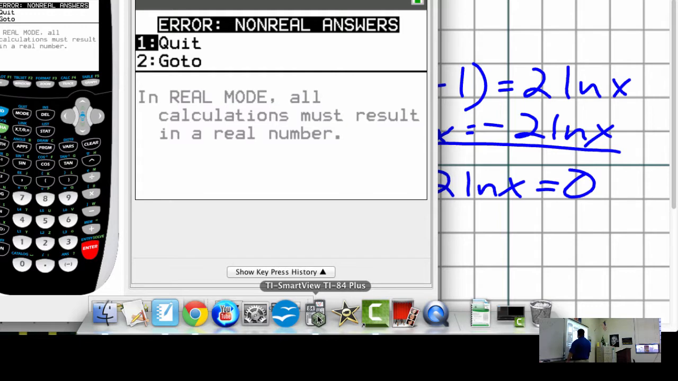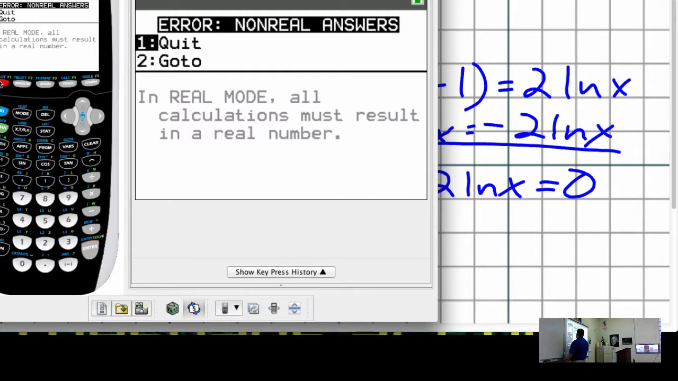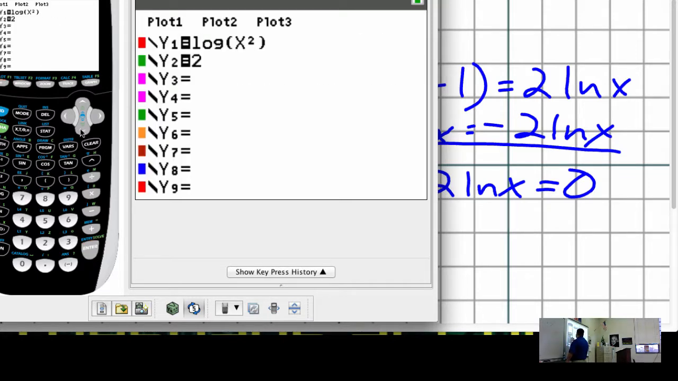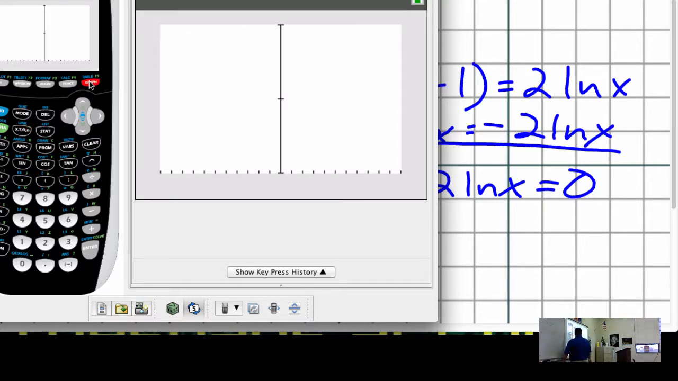So let's do that. It's almost identical to what we did last time, except I don't need to plug in the second equation, since here we set it equal to 2 and I don't need to do that. So I'm just going to say the natural log of 3x minus 2, plus the natural log of x minus 1, and then minus 2 times the natural log of x. All right, and so now I'm going to hit graph.